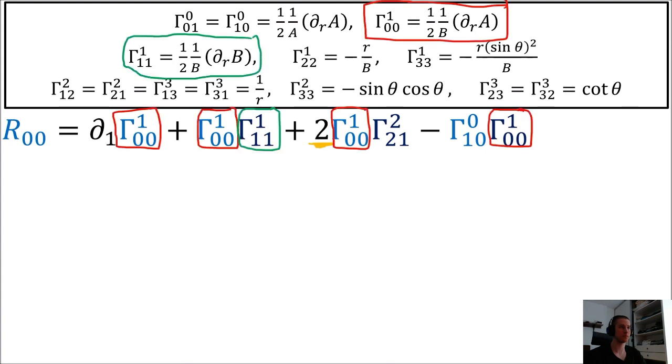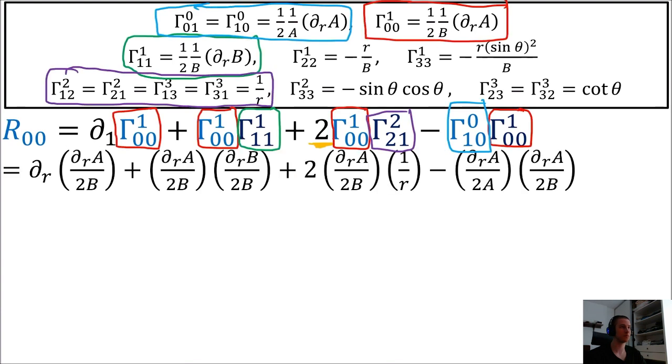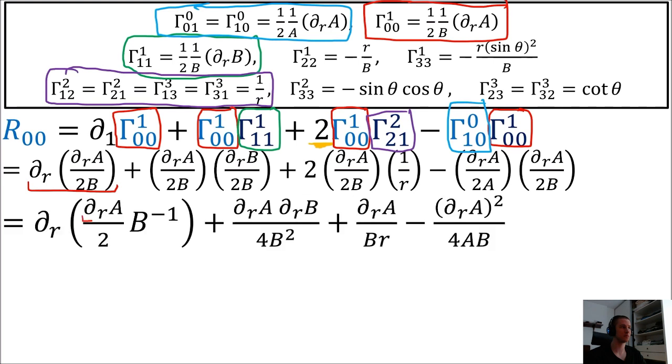We're now ready to sub in the formulas for the connection coefficients. Most of these we can just multiply together, but this derivative term with the 1 coordinate, which is the r coordinate, involves the product rule for the product of partial r of a and the reciprocal of b.